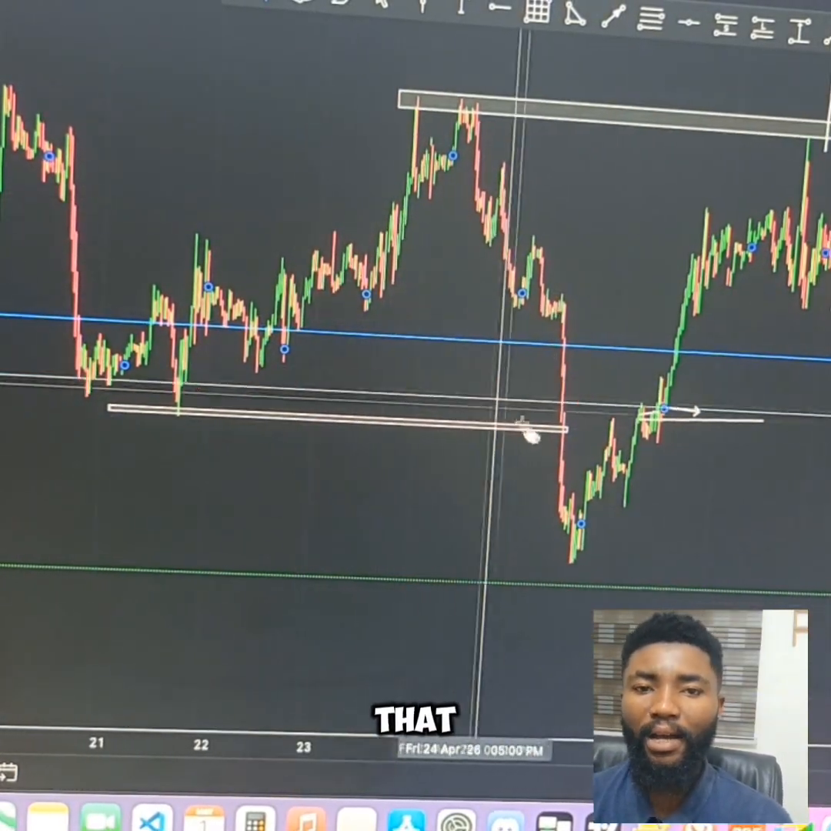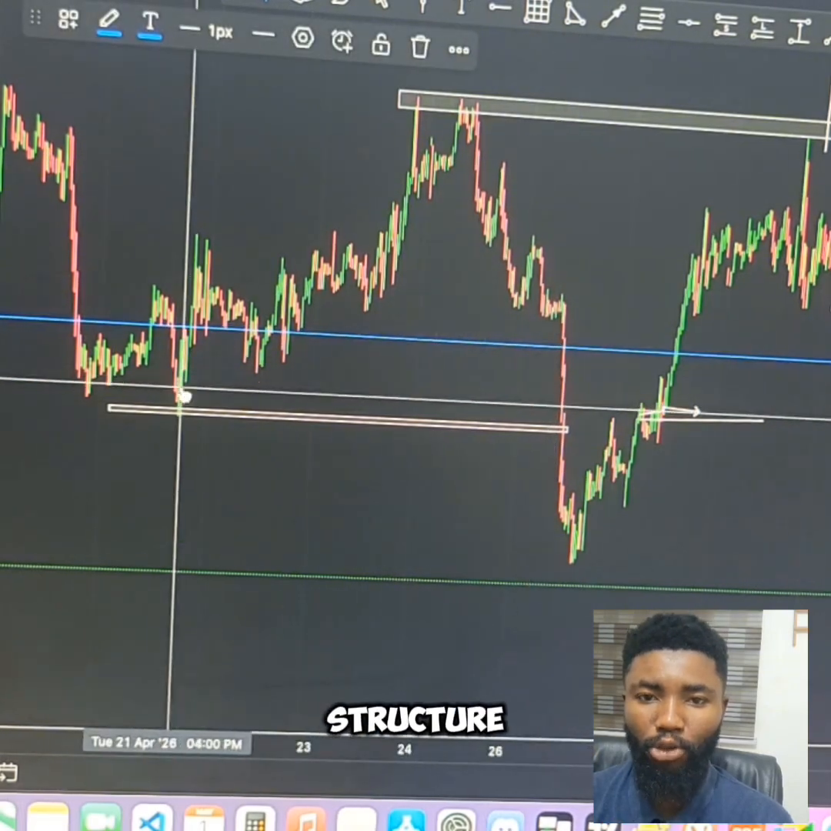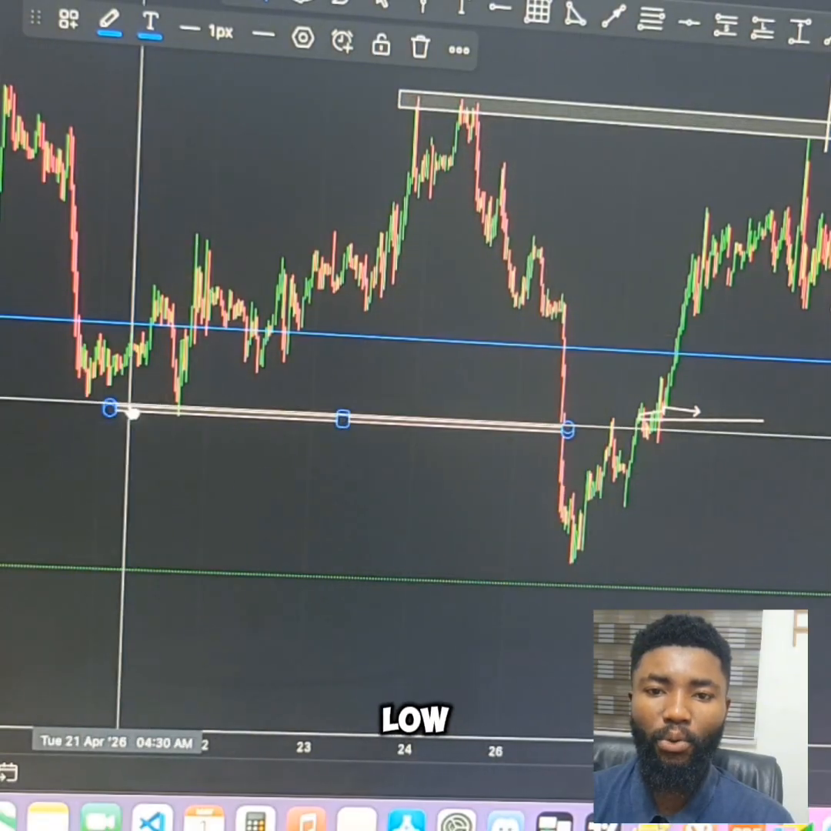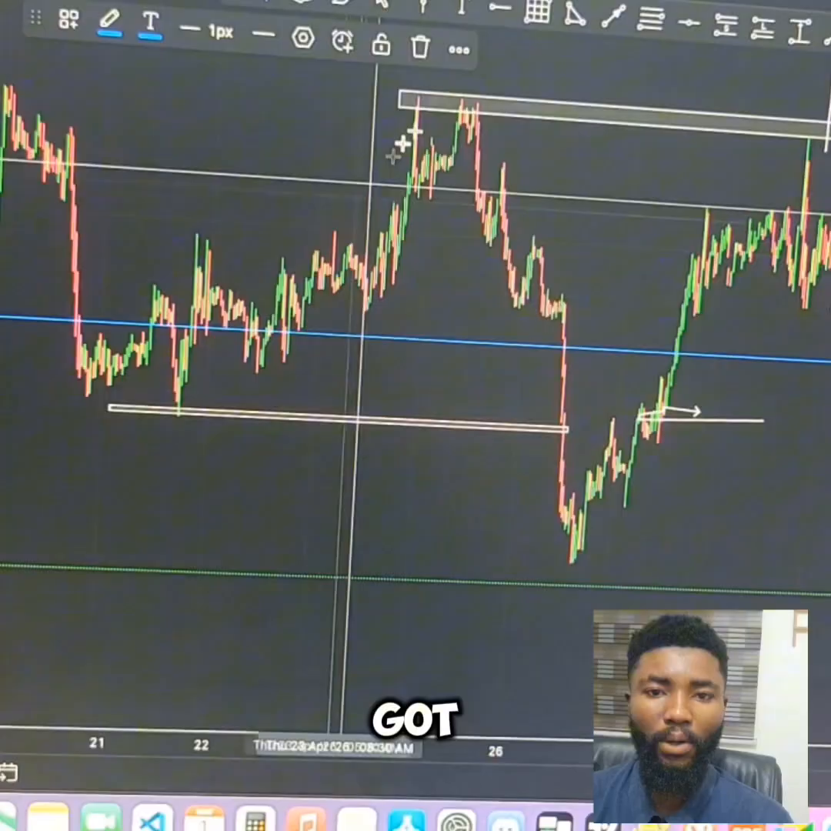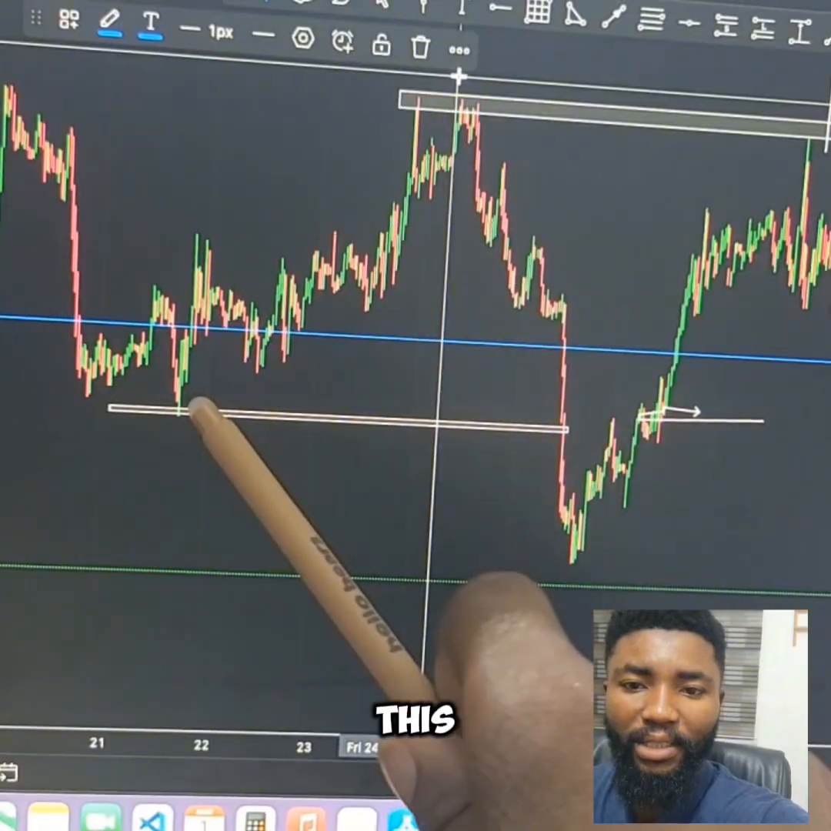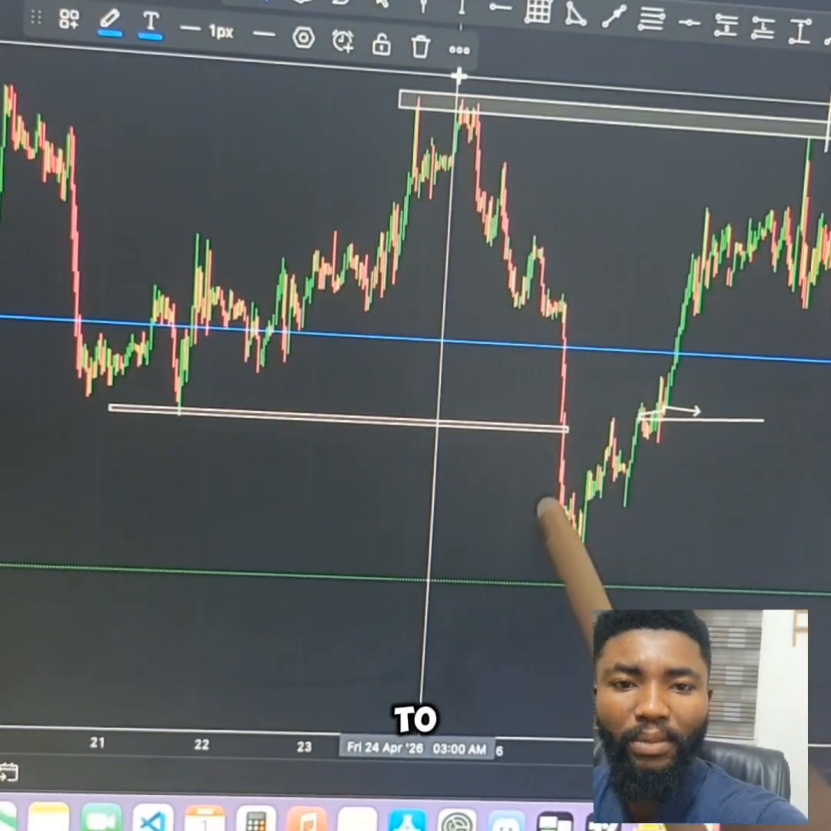So you can see that based on market structure, price was trending up and price came and violated this low. So this previous low got violated. Price did something like this. Price went ahead and violated this low. So this is a break of structure to the downside.